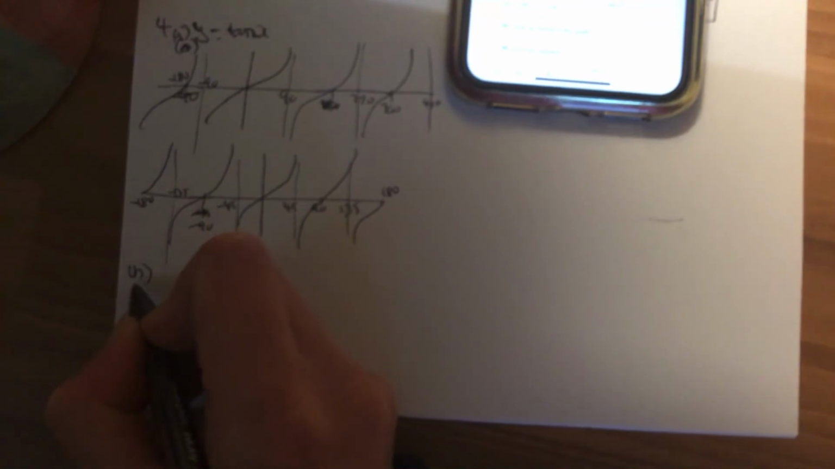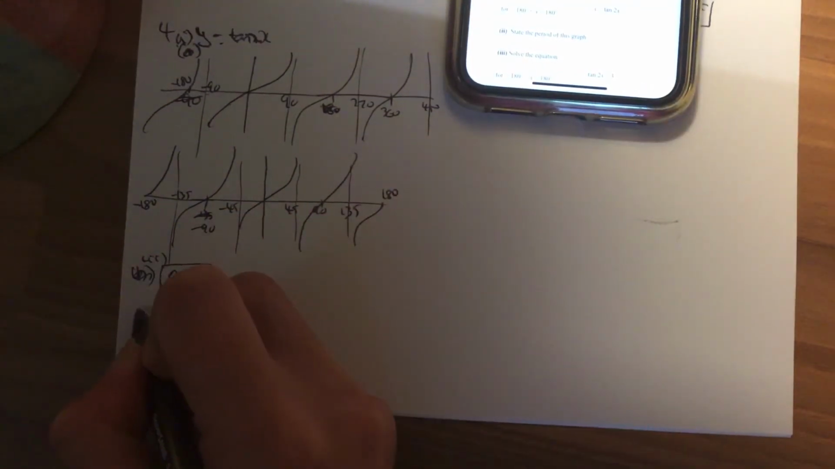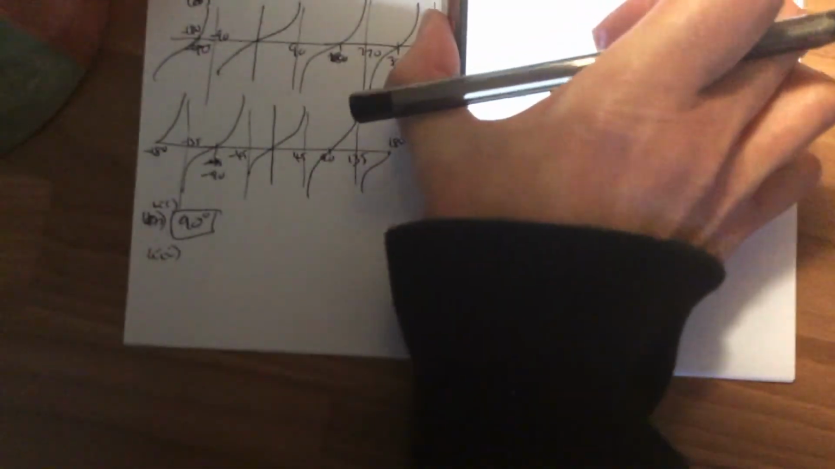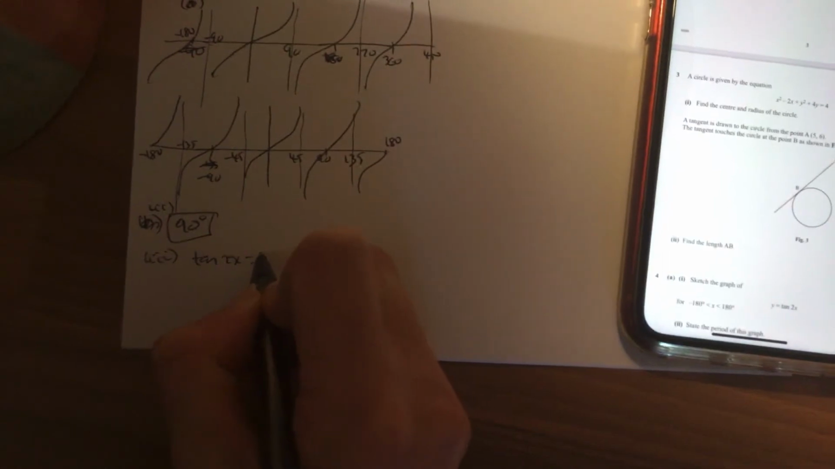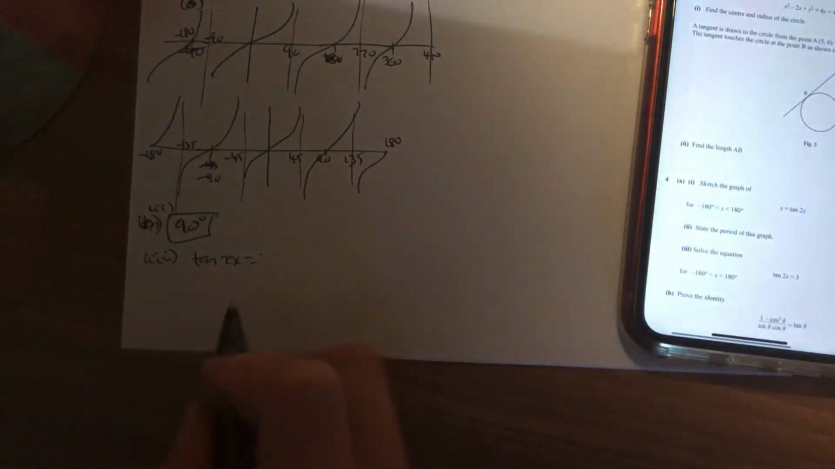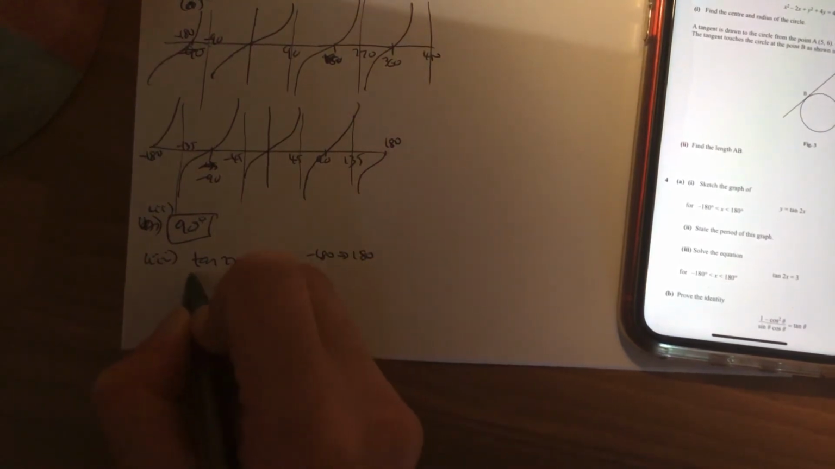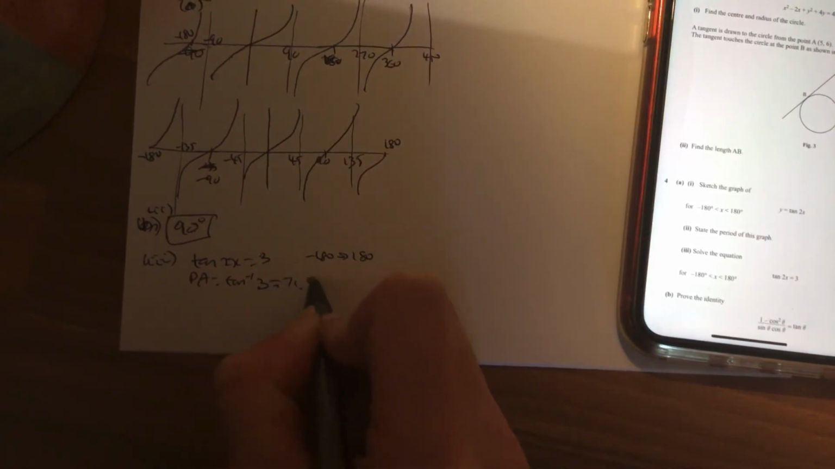Part B, state the period. That is repeating itself every 90 degrees, so the period is 90 degrees. Part C, solve this equation. So you've got tan 2x, that's hard to see there, but it's tan 2x equals 3, and we're between minus 180 and 180. So principal angle, inverse tan 3, which gives me 71.565.